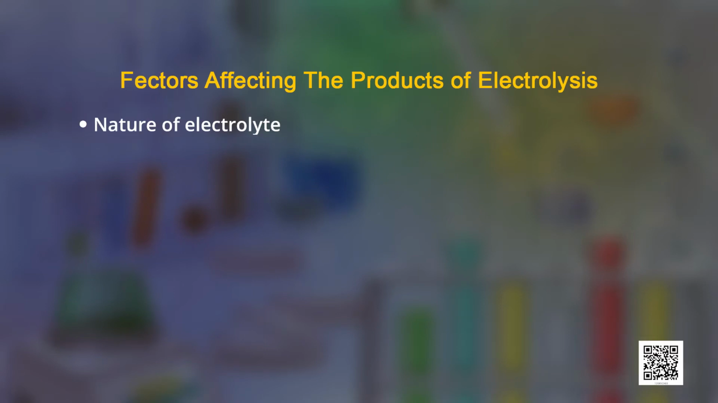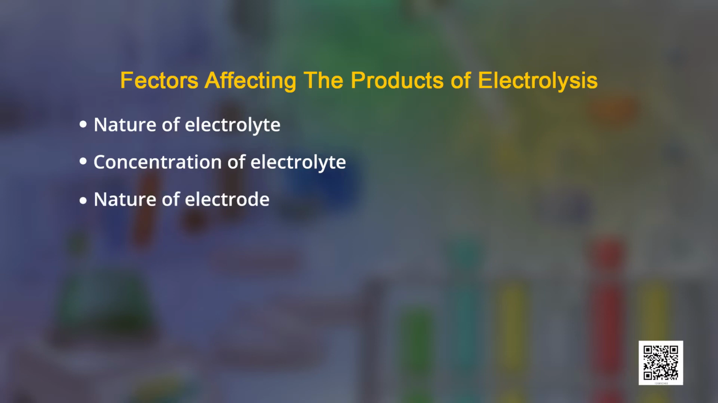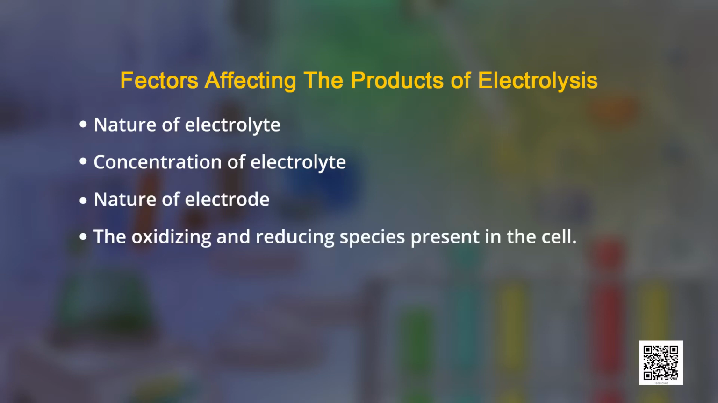During this process of electrolysis, we get the products at the electrodes. These products depend on the nature of the electrolyte, concentration of the electrolyte, nature of the electrode, and the oxidizing and reducing species present in the cell. Let us now understand what would be the products of electrolysis of sodium chloride. We will take molten sodium chloride with an inert electrode of platinum.